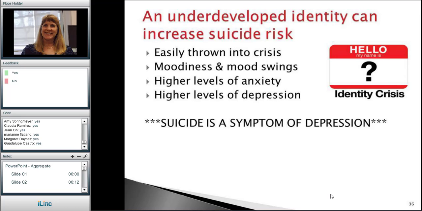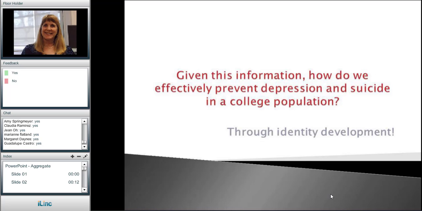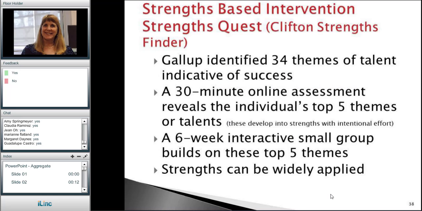So we were looking for a tool to help us address that underdeveloped identity. And our purpose, of course, for the grant was to decrease their risk for suicide. So we chose to use the strength-based intervention, the Clifton Strengths Finder tool.